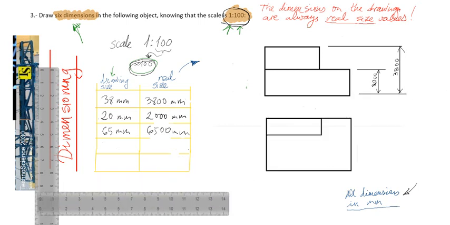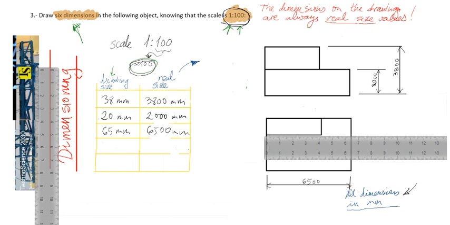Now we have to put the dimension here. We can put it, for example, here. So we draw the projection line, the dimension line, and add here the number. What about this?